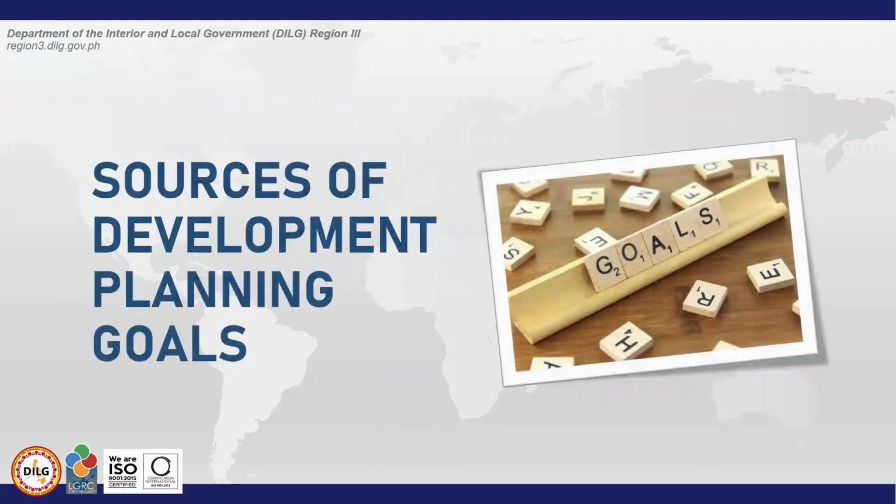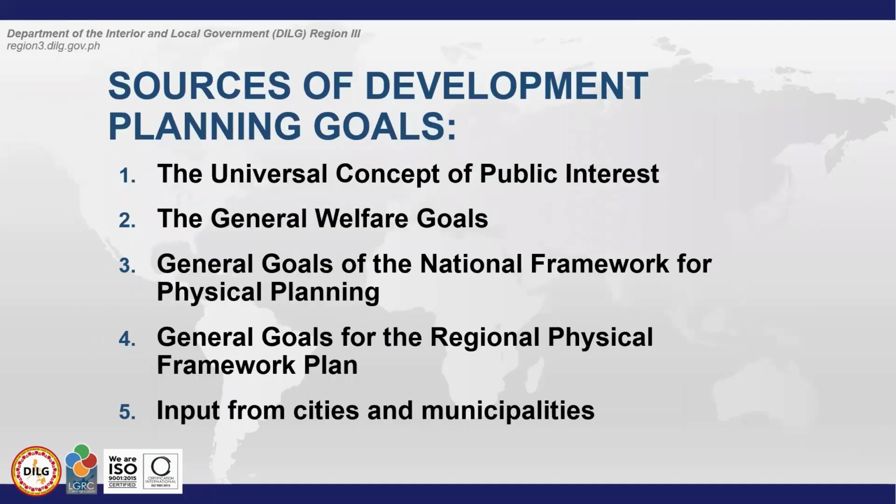Aside from the vision statement and vision-reality gap, there are many sources of development planning goals that we can use as guide in formulating goals for our local government units. The sources of development planning goals are the universal concept of public interest, the general welfare goals, the general goals of the National Framework for Physical Planning, general goals for the Regional Physical Framework Plan, and input from cities and municipalities. Let's see them one by one.